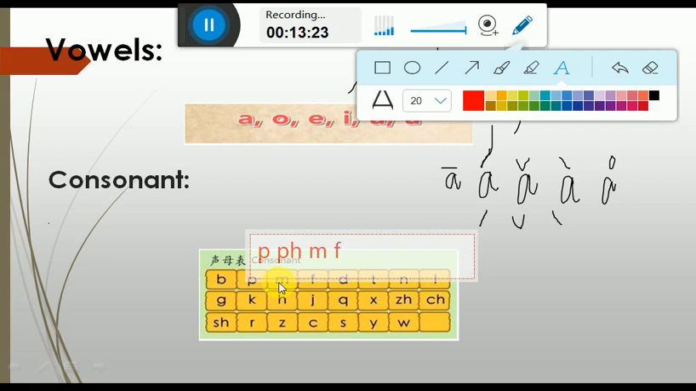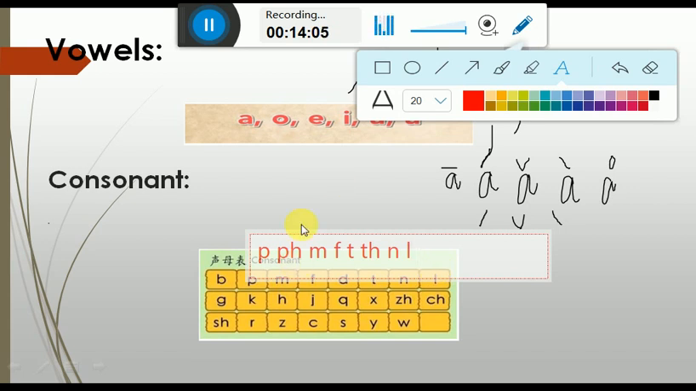The pronunciation of F is fo. The pronunciation of D is same as T. Te, te. The pronunciation of T is TH. Te, te. The pronunciation of N is ne. The pronunciation of L is le.